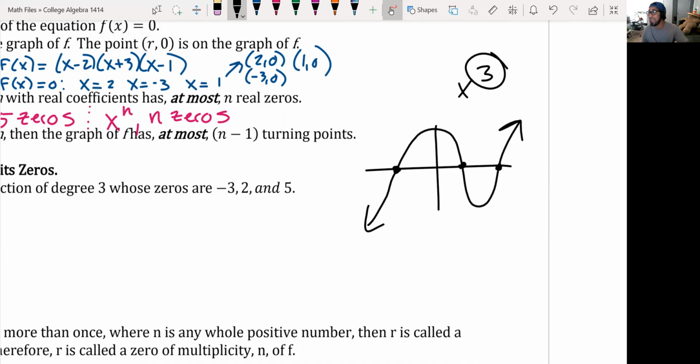Well, what the next definition says, it's talking about turning points. So if your degree is n, then you have n minus 1 turning points. So the turning points for this graph would be, you take the degree of 3, subtract 1, and you would get 2. Meaning I have 2 turning points. And like I said, based off my sketch, you have 2 places where the graph changes direction. Those are called turning points. Right here would be a turning point, and right there would be a turning point.